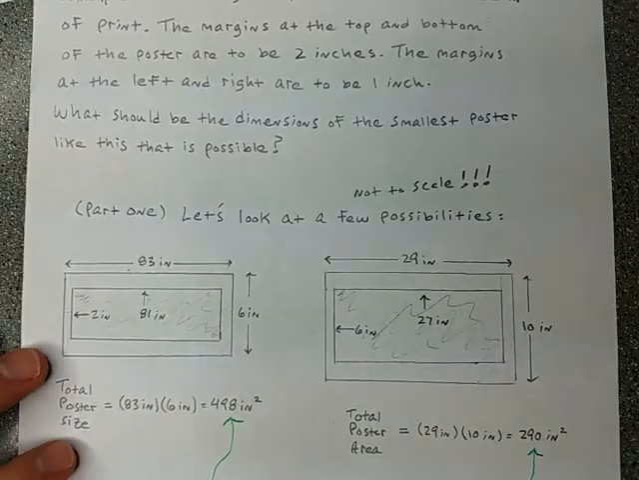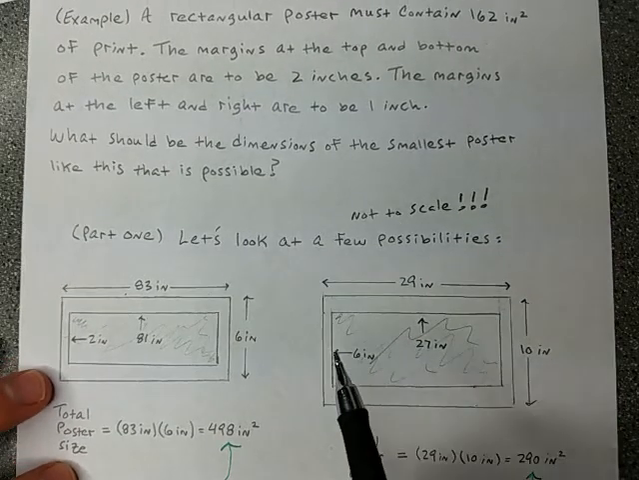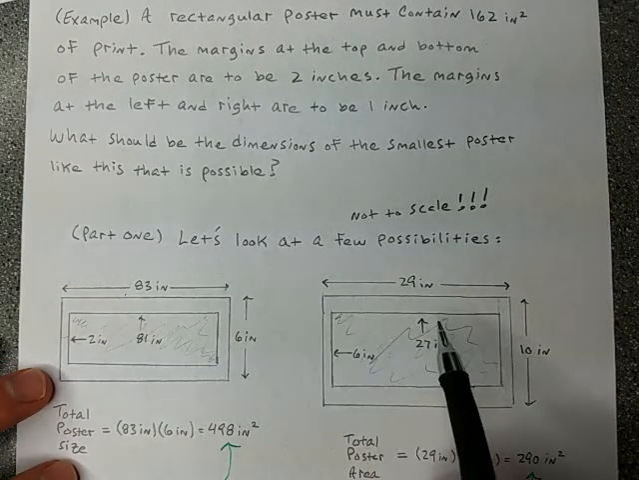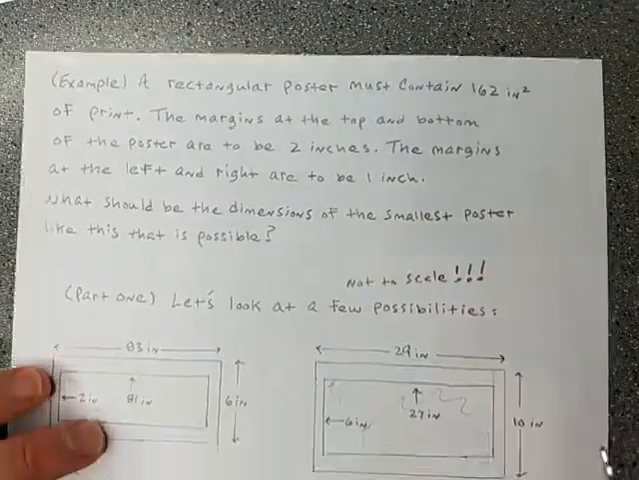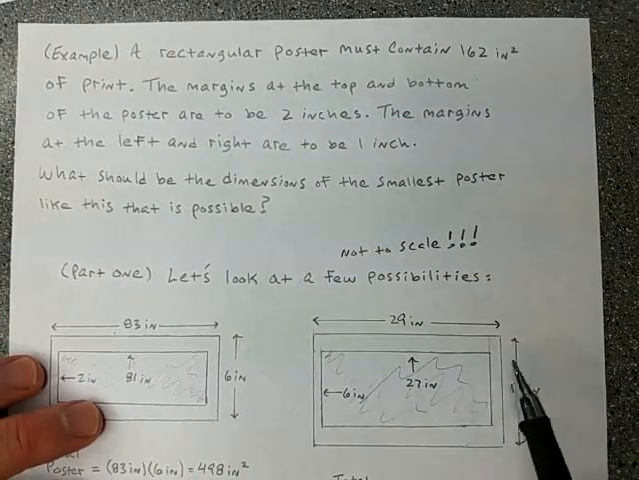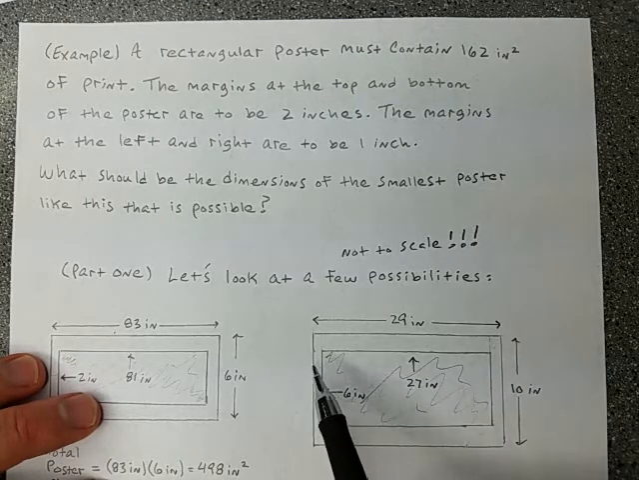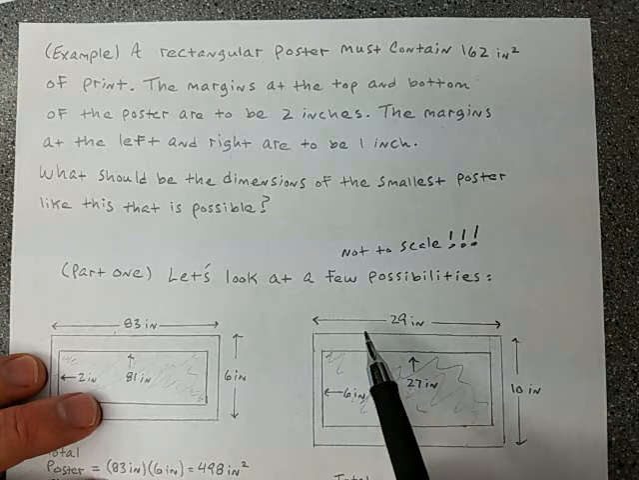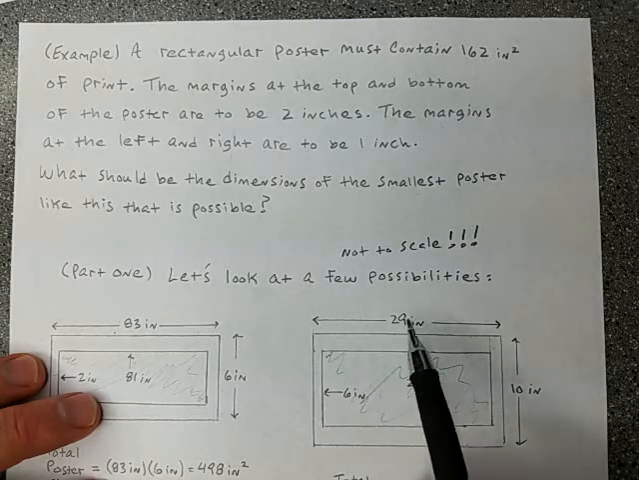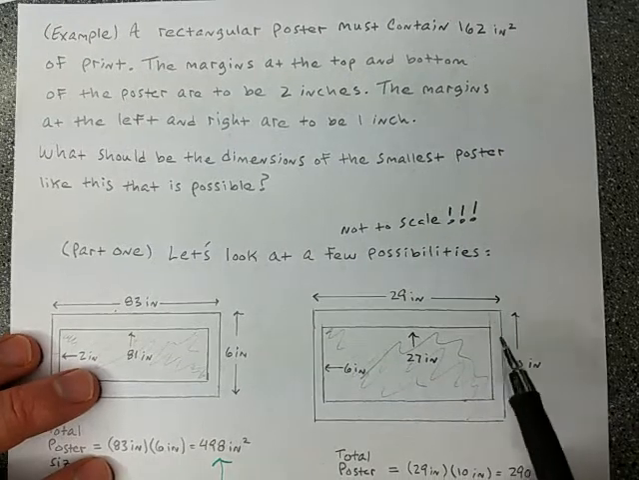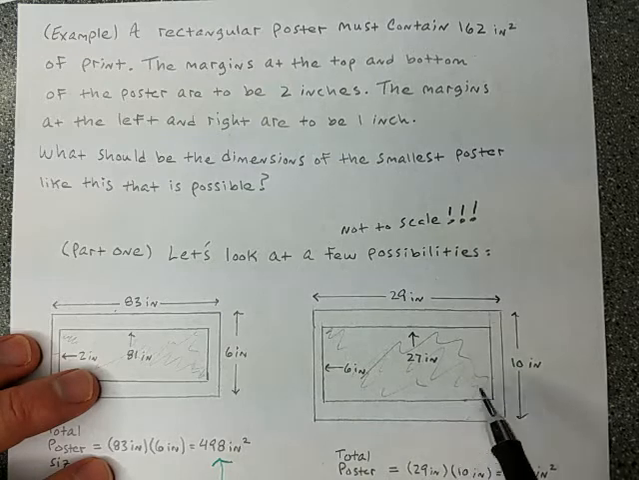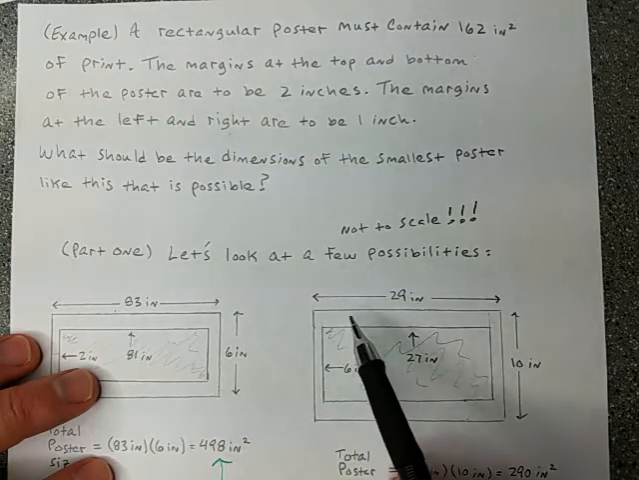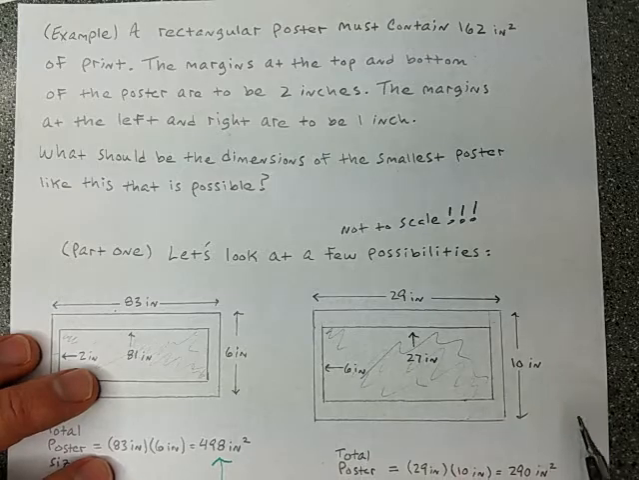So again, for this problem, another way that this could happen is the printed space could be 6 inches by 27 inches. So 6 times 27 is still 162, so it still has the same amount of printed space on it, 6 by 27. But if the margins on the right and the left are each an inch, then the width of the poster is 27 plus 1 plus 1, and that's 29 inches. And if the margins at the top and the bottom are each 2 inches, then the height of the poster is 6 plus 2 plus 2, and that's 10.